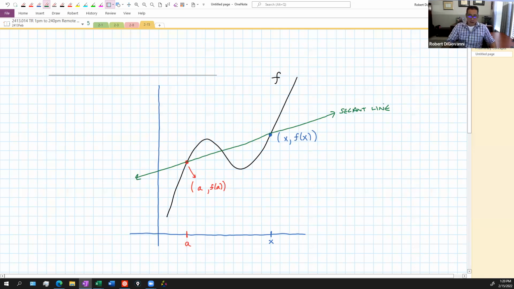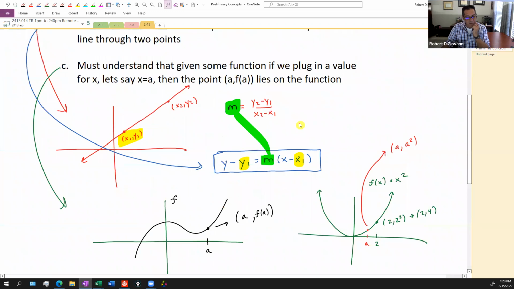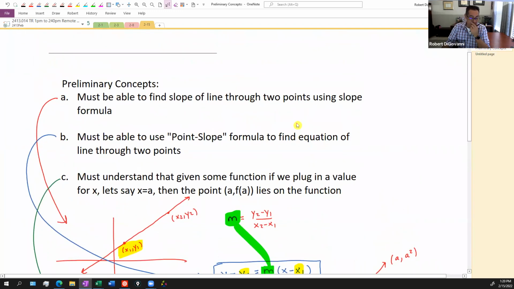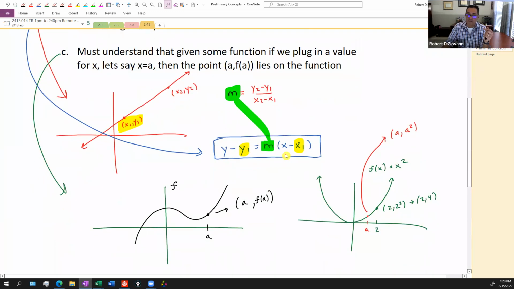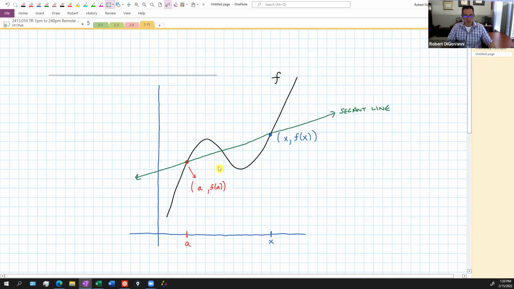Well, I said right before we started, in the preliminary concepts, that a couple of things we're going to have to be able to do here. If I give you 2 points, you better be able to find the slope of the line between those 2 points. And then also, you should be able to find the equation of the line using the point slope formula. Well, we have 2 points, don't we? So we should be able to find the slope of that secant line, and we should be able to find the equation of that secant line.